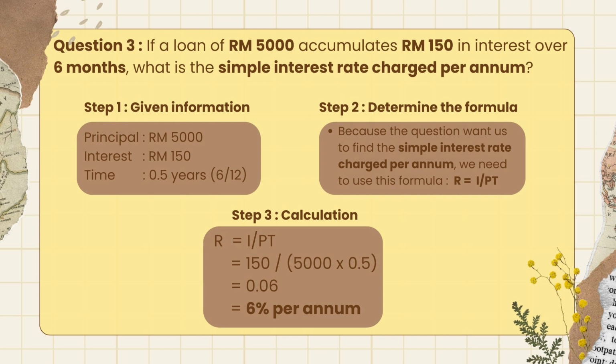Step 2 is we need to determine the formula. Because the question wants us to find the simple interest rate charged per annum, we need to use the formula R equals I divided by P times T. Step 3, the calculation: we just put all the information in the formula. So we get 0.09, but for the final answer we need to change it into a percentage. So the interest rate charged per annum is 6% per annum.